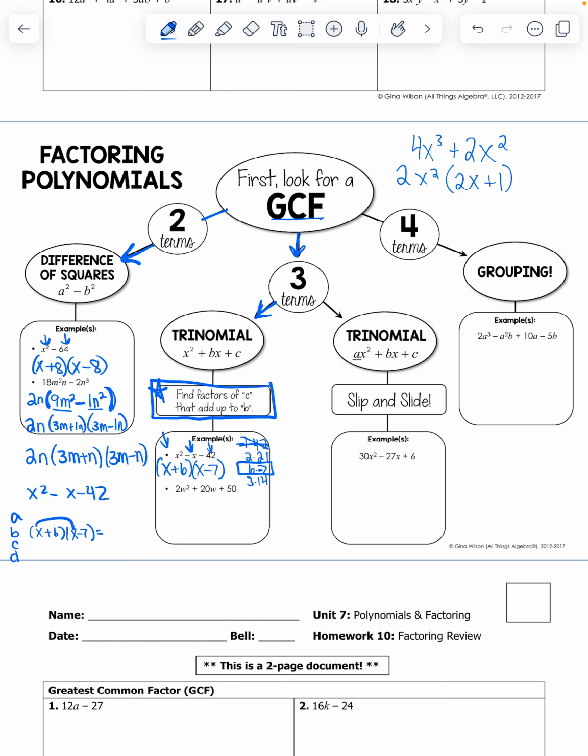X times x is x squared. X times negative 7 is negative 7x. 6 times x is 6x. 6 times negative 7 is negative 42. Combine like terms: x squared minus x minus 42. You get the original expression, so you would know that answer is B.